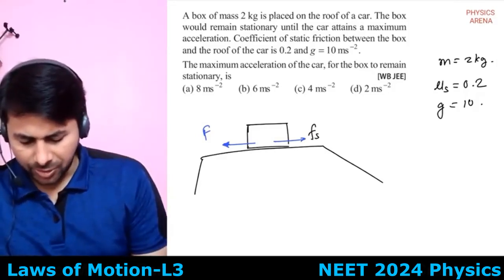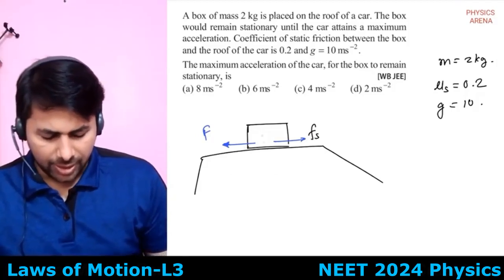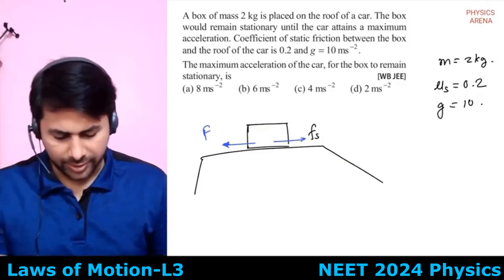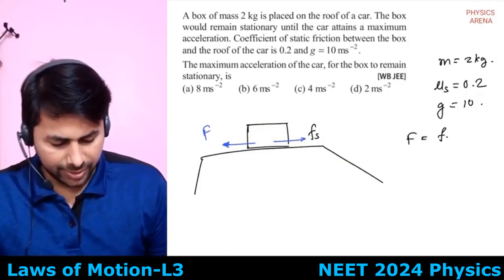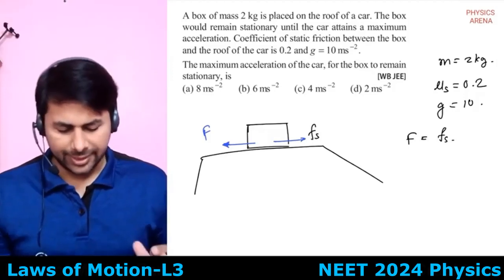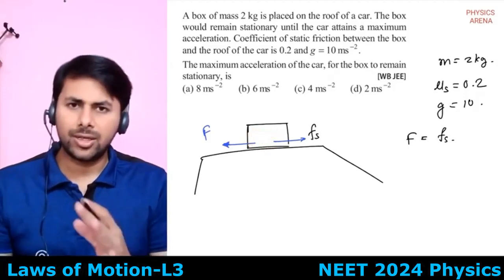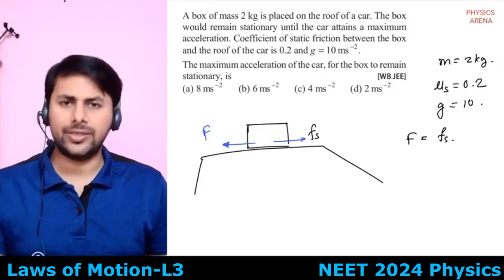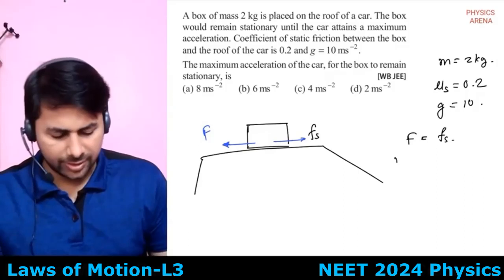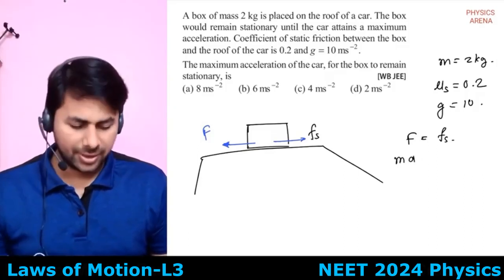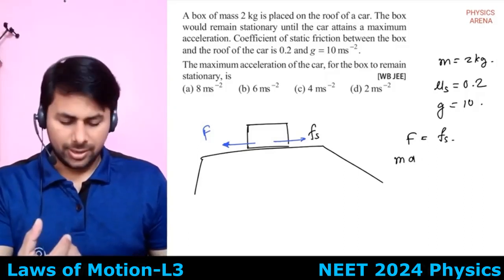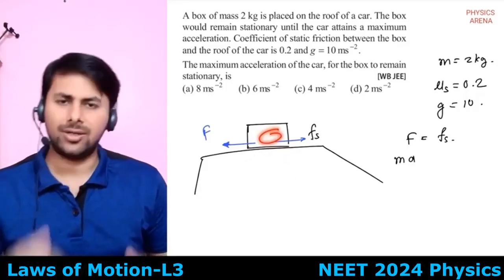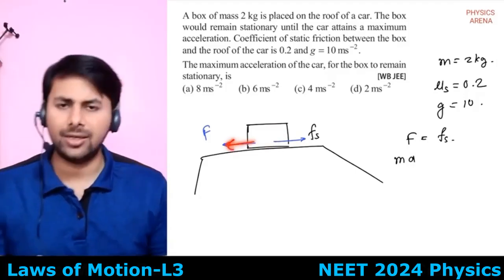How much will be the value of this virtual force? It will be just equal to mass of this body multiplied by acceleration of the car. So F is equal to Fs, till that time this body will keep on moving along with the car. Once this F exceeds Fs, once this mass times acceleration is greater than Fs, what will happen? The car will slide from below, and we can see as if this body is sliding in backwards direction.